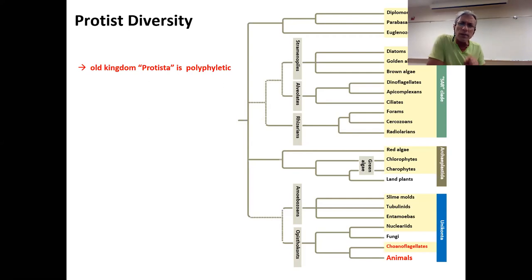Remember, the dashed lines are where we don't know the relationships. And remember how the whole kingdom Protista is polyphyletic, isn't it?